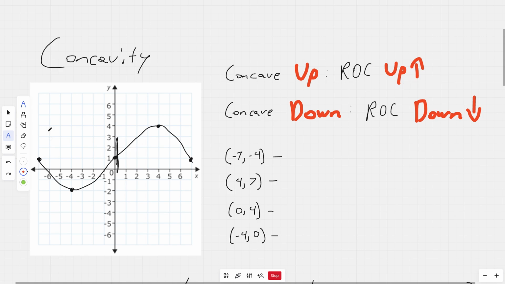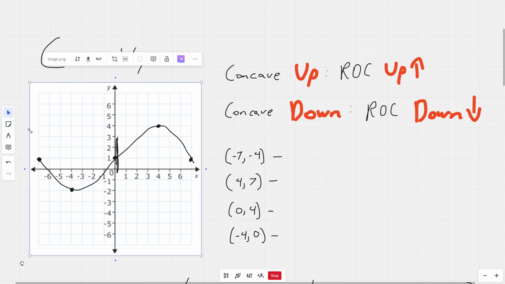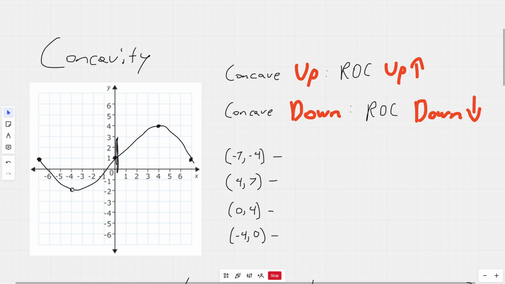So even if this half of the function was gone, since the ROC is increasing, it's still concave up. It doesn't have to look like it can hold water. That's a visual indicator, but that's not what's important. What's important is that the rate of change is steadily increasing, right? Concave down is the opposite. So as we have concave down, our rate of change is decreasing. Even if we're increasing at some point, doesn't matter.